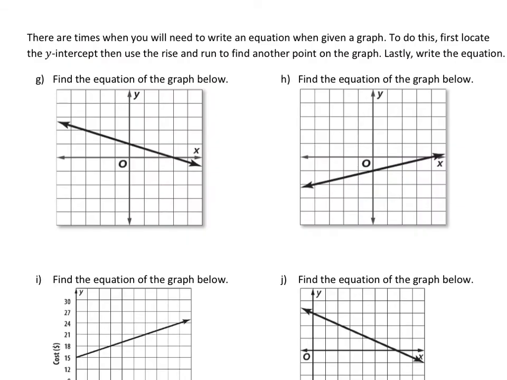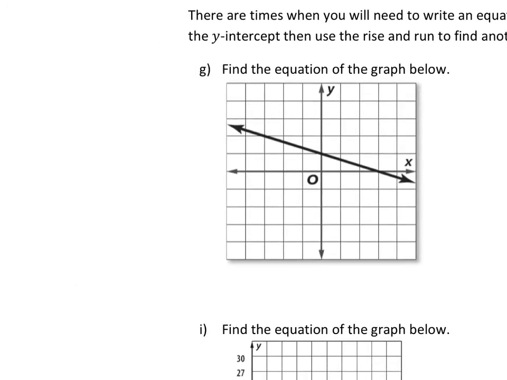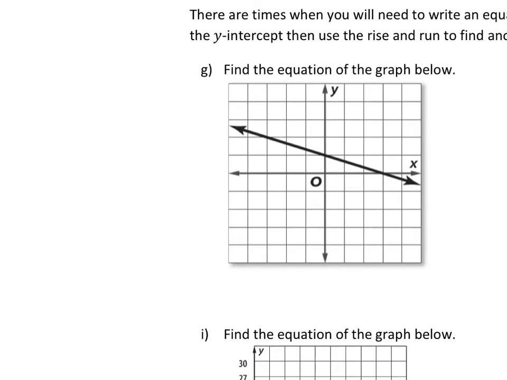There are times when you will need to write an equation when given a graph. To do this, first locate the y-intercept, then use the rise and run to find another point on the graph. Lastly, write the equation. So letter G, find the equation of the graph. It crosses our y-axis right here, and that is at the point 0, 1. So our y-intercept, or b, is 1.